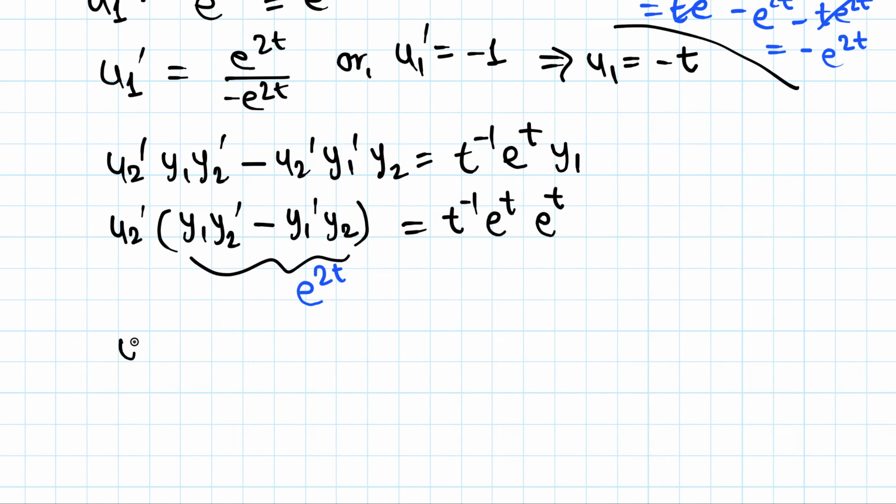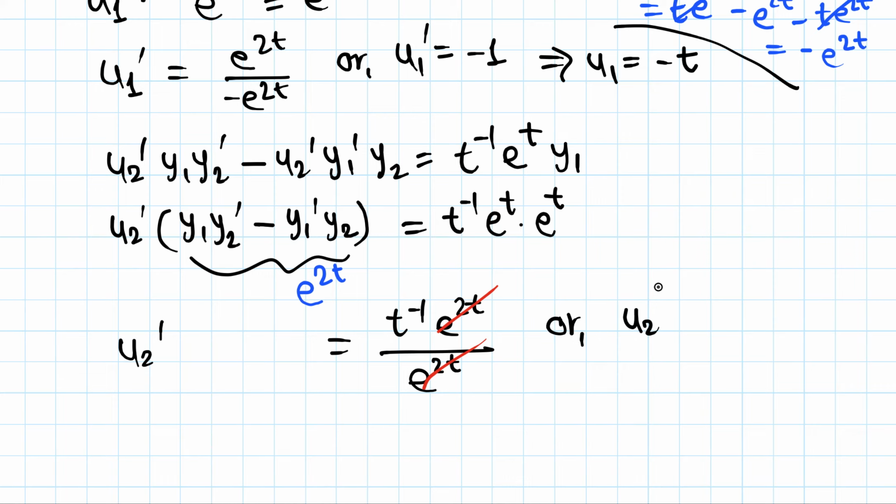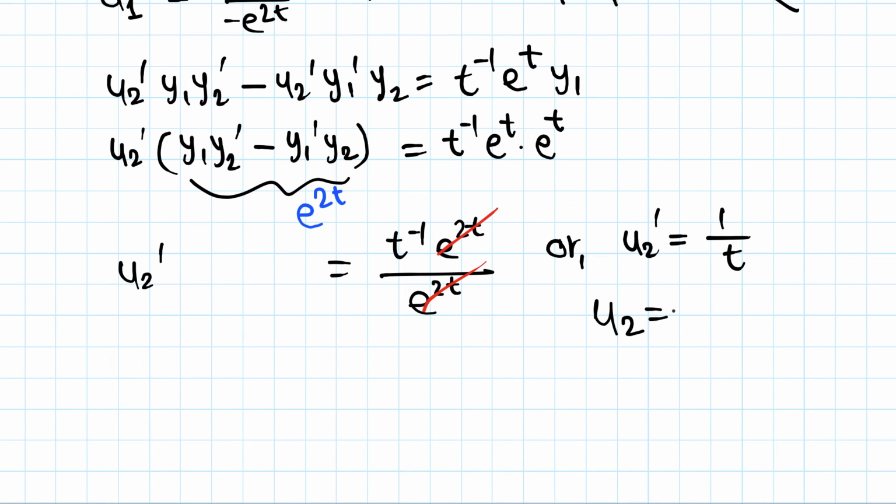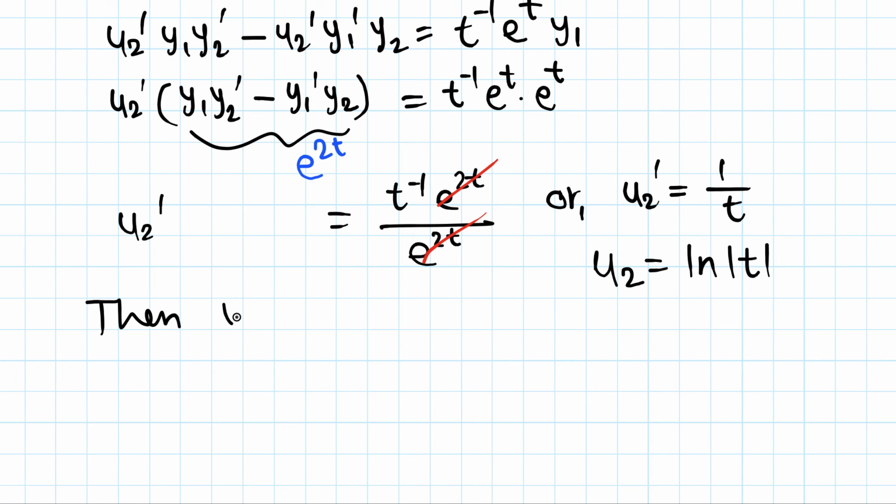Okay, so u2 prime is equal to, so this is a product, we're going to divide by e to the 2t. On the right side, t to the negative 1 e^t e^t, we can multiply e to the 2t. Okay, and they are the same, we can cancel. So u2 prime is in fact t to the negative 1, which is 1 over t. Okay, 1 over t. Now we integrate both sides. That is natural log of t, right?